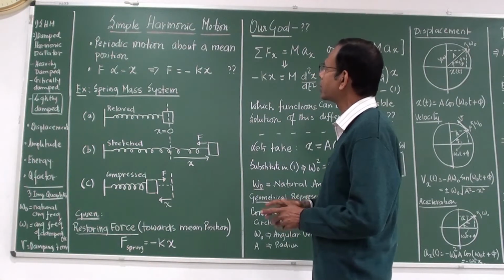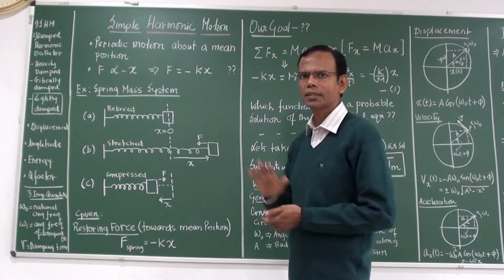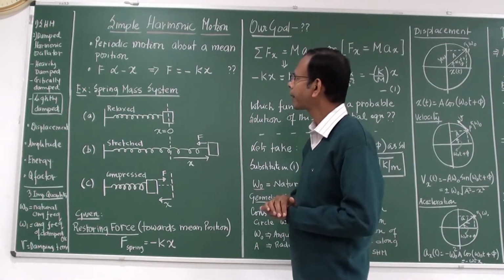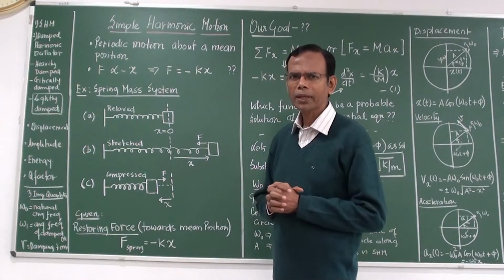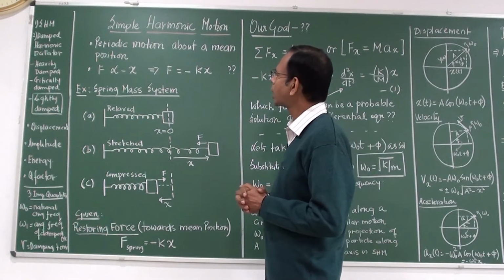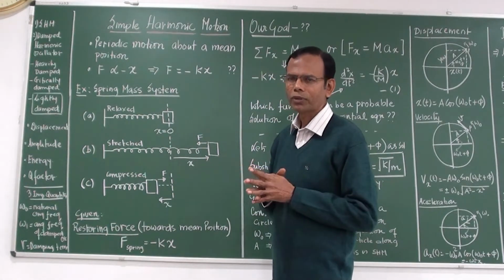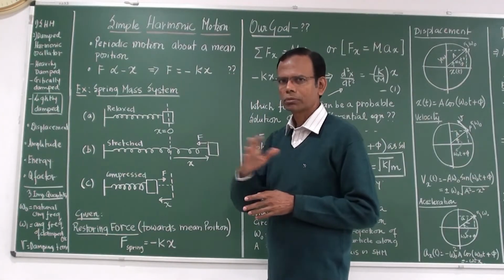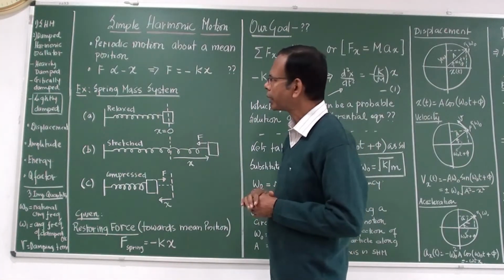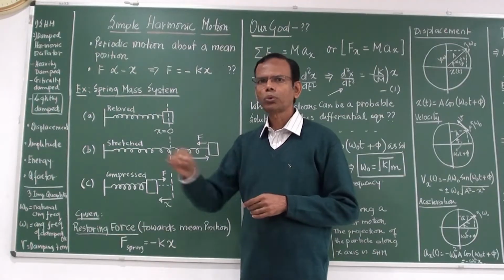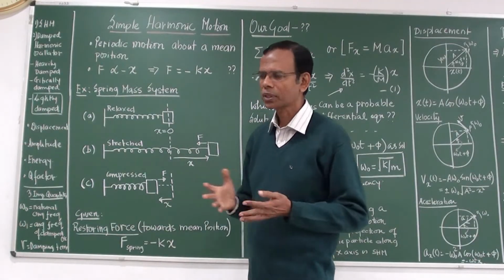Now let us see simple harmonic motion. What are the properties of simple harmonic motion? It is a periodic motion, obviously, about a mean position. About a mean position, a particle undergoes a to and fro motion. That is what we have studied in schools.